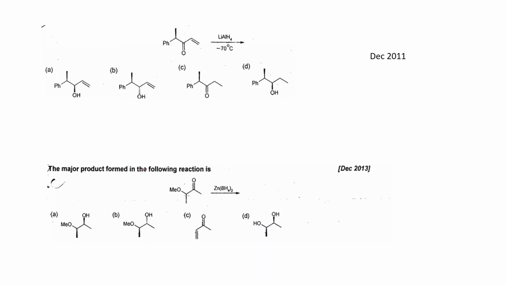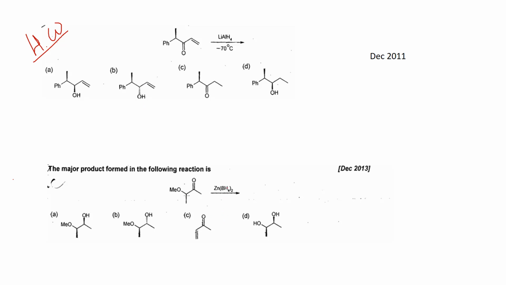So there are two questions. For now, I am just giving this as homework. You just try this. What will be the product in both the cases? Both are quite similar. The difference is there is an OMe group in one and a phenyl group in the other. As you see, there is a stereochemistry at the carbonyl group.